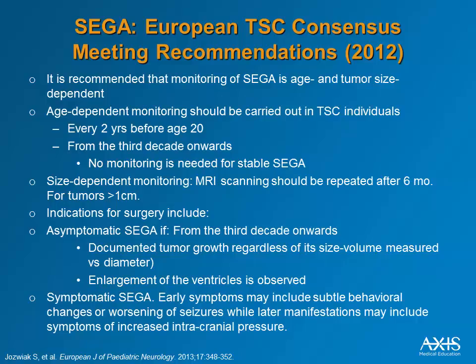However, both TSC experts recognize that a patient, while they may not develop a new SEGA in adulthood, it is very possible for a SEGA to arise in childhood that continues to grow as an adult. So that's an important distinction to be aware of. And then if asymptomatic SEGA from the third decade onwards, if there's documented growth regardless of its size, or there's evidence of ventricular enlargement, this requires treatment as well.